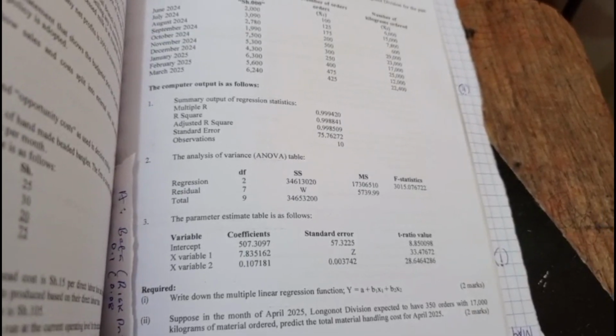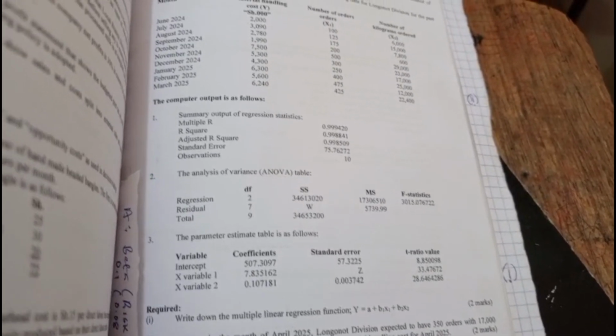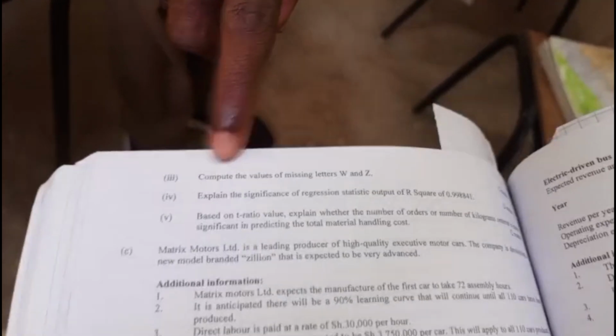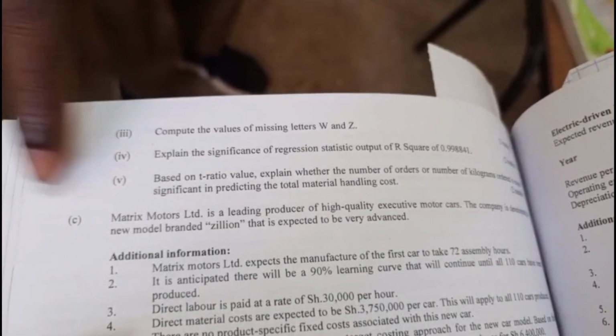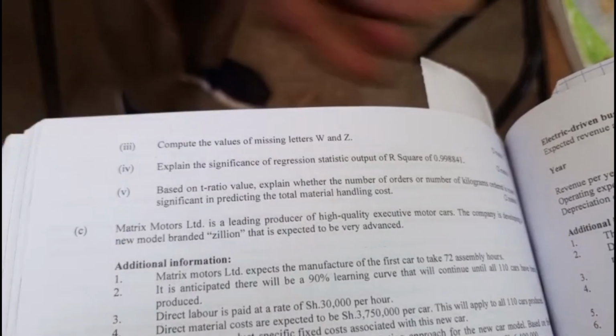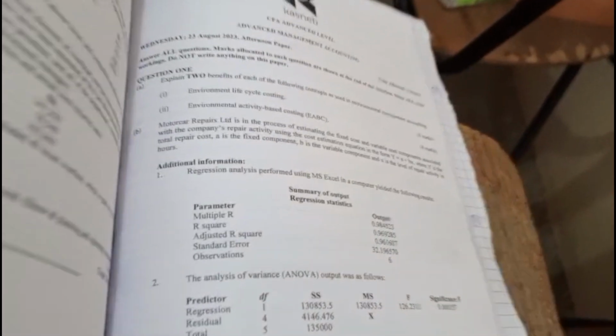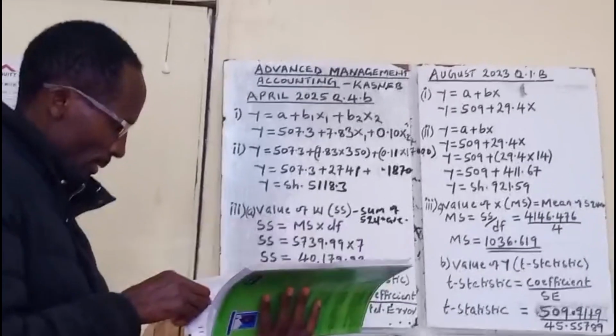The first question is April 2025, question 4B. It continues on the other side. So you can have number 3, 4, and 5. The questions are there. Then after that, we look at the other question, that is August 2023, question 1B. Now let's go on the other side, and then we have the solution for that.